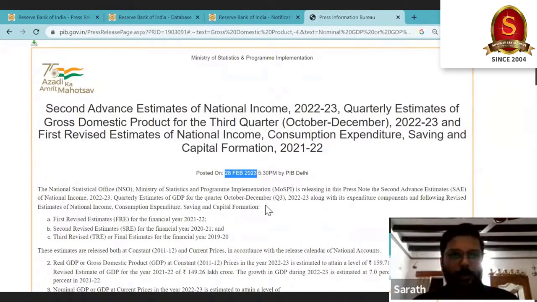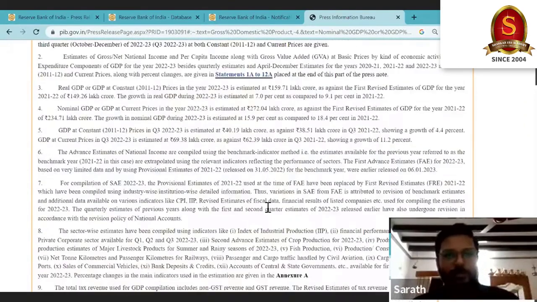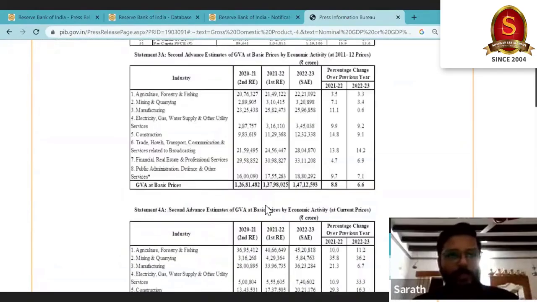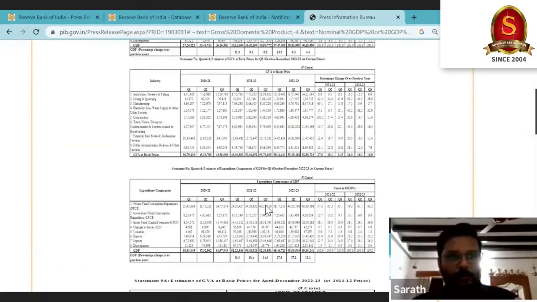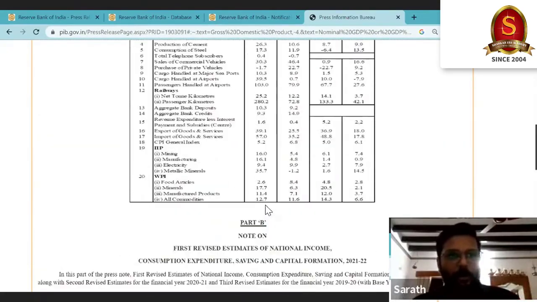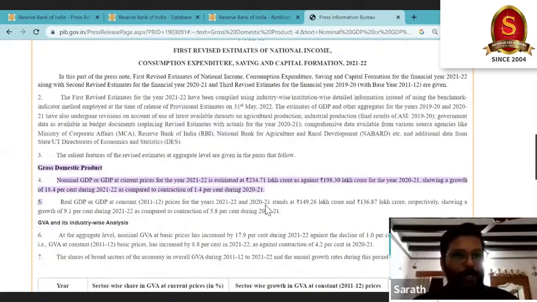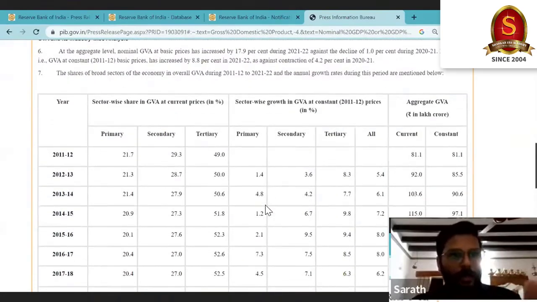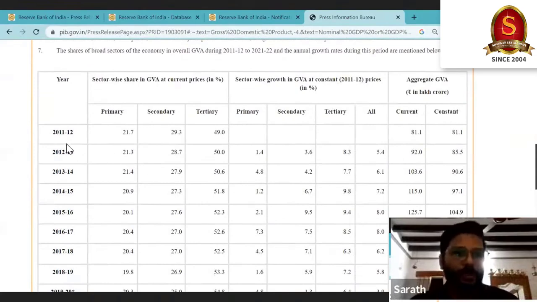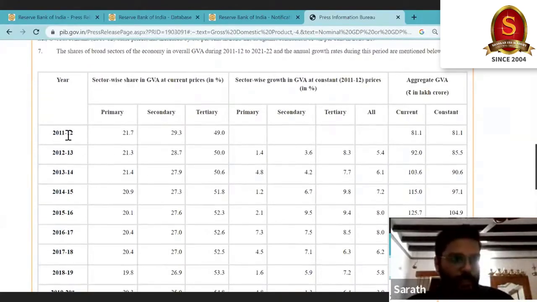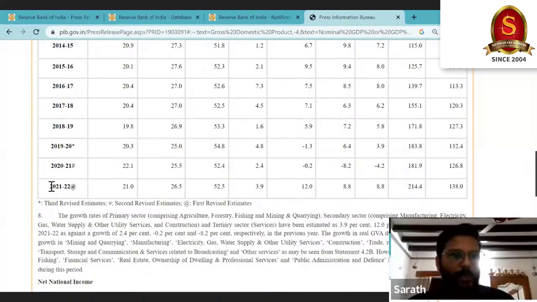This particular document is quite long and has a lot of information that we require. But let's focus on the question at hand right now and answer that first. So I'm scrolling down. All the usual information is done. Now we go to this data. Look at the data. It starts from 2011-12 and has data till 2021-22. It has an asterisk because it is the first revised estimate.